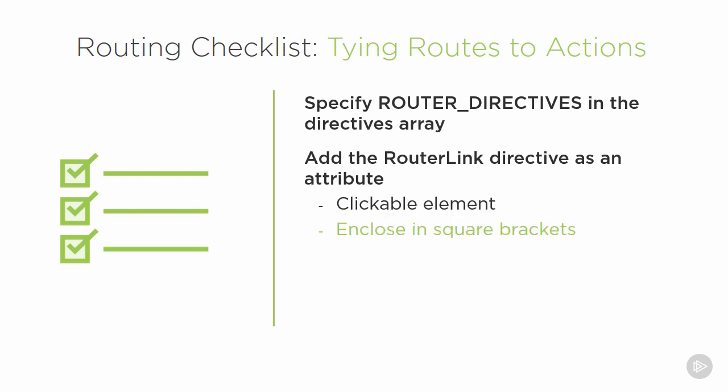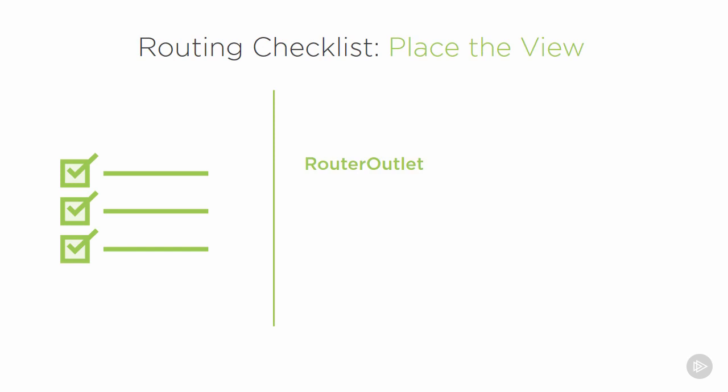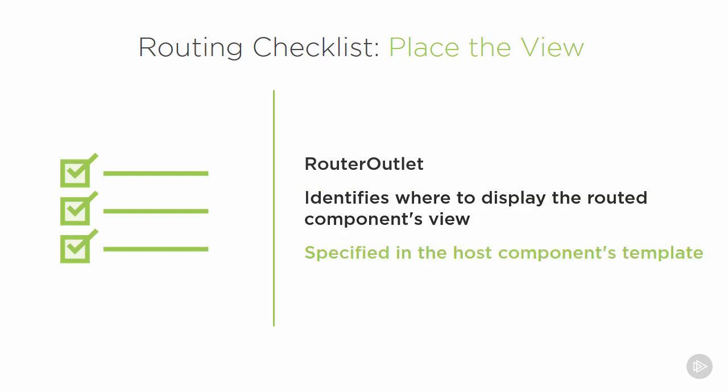Enclose the router link in square brackets. Bind the router link to a link parameters array. The first element of the link parameters array is the string name of the route. All other elements are route parameters. Use the router outlet to identify where to display the routed component's view. This is most often specified in the host component's template.